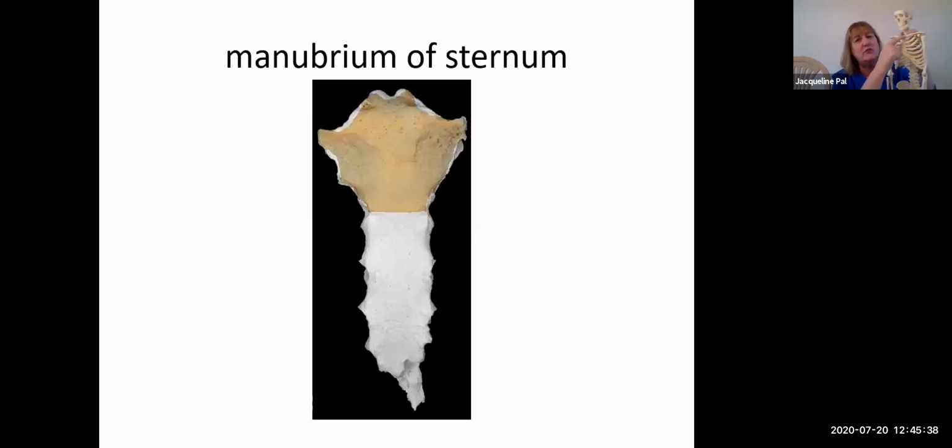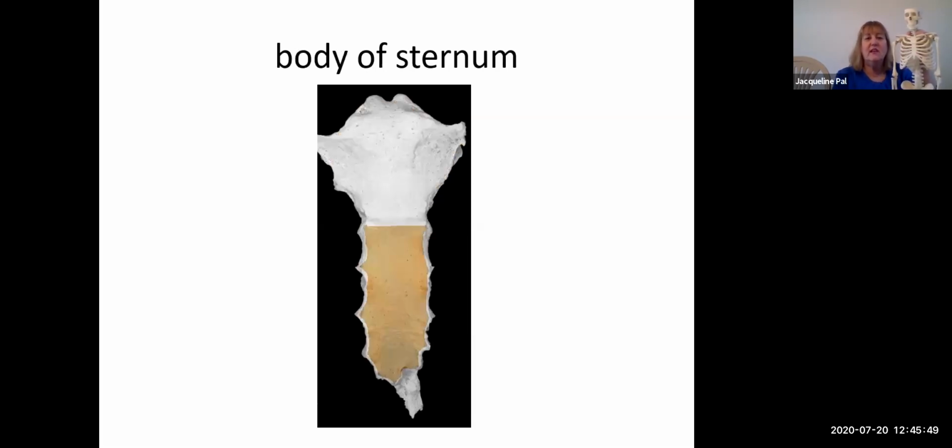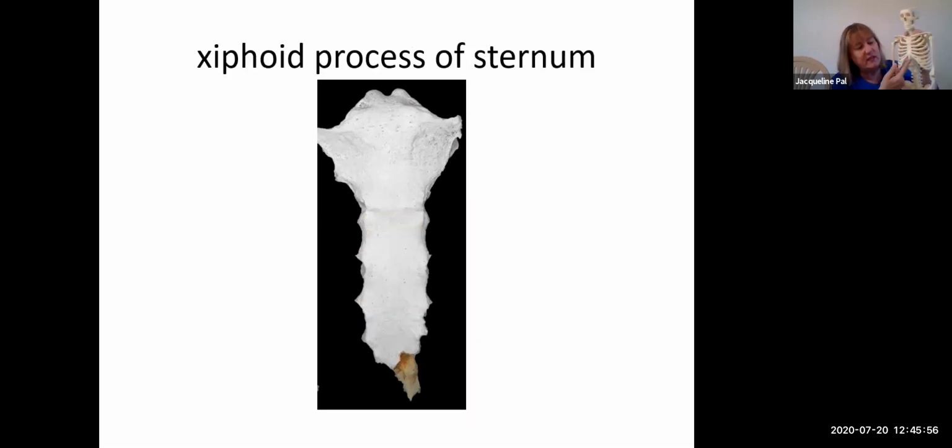So the uppermost portion is known as the manubrium of the sternum. The middle portion, which accounts for most of it, is the body of the sternum, the part highlighted in tan. And the little pointy part down below is known as the xiphoid process of the sternum. It has a Z sound, but it's spelled with an XI. And with that, we are done with just bones.